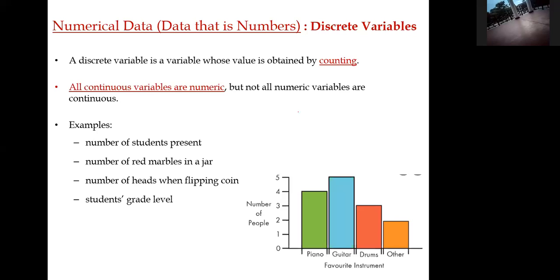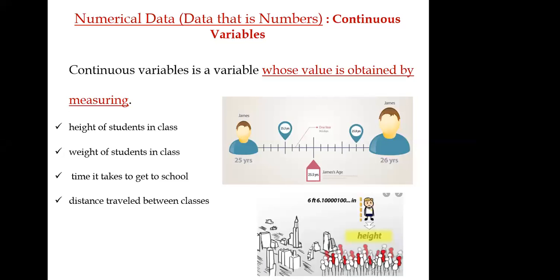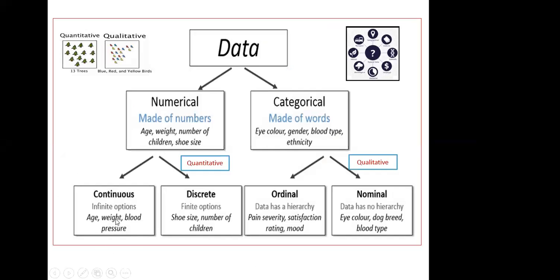Now we have two cases. If we can represent the data with infinite options, we call it continuous. If we can represent it with only finite options, we call it discrete. Also, a very important thing: now you know this part, especially when we gather data as numbers, we have two types, continuous and discrete.